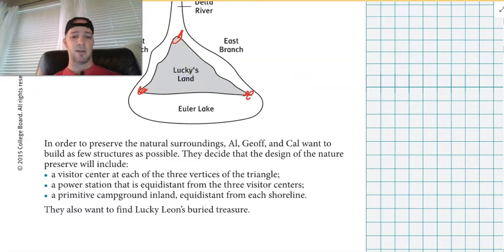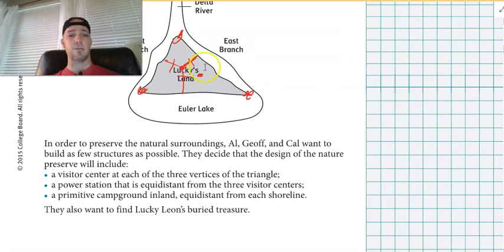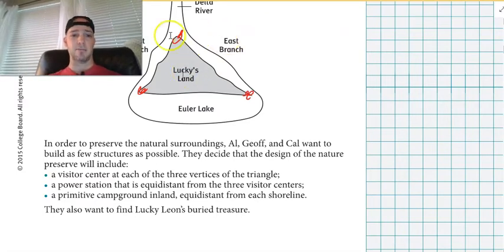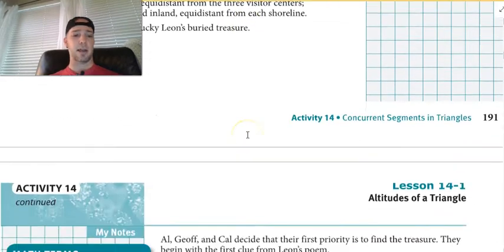And a campground that's going to be equidistance from the shoreline. So somewhere around here, we're going to try and find a place that's an equal distance to the river here, the river here, and the river here. Not quite going to be the same point as the one that was equidistance from the vertices. All right, so those are our goals here for the land. Get some visitor centers, a power station, and a campground on the land.